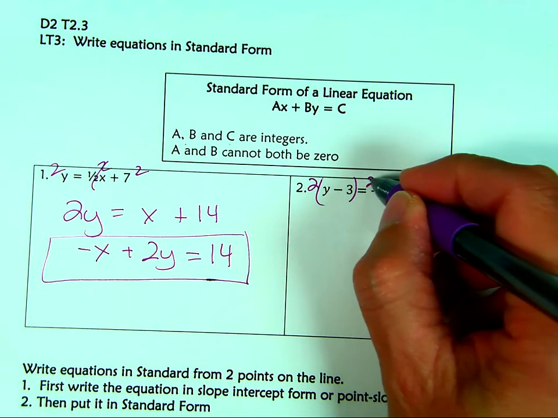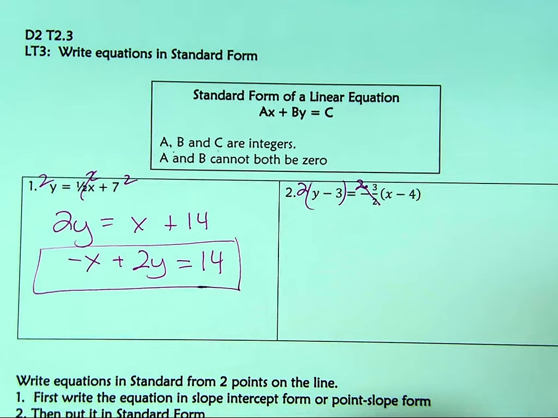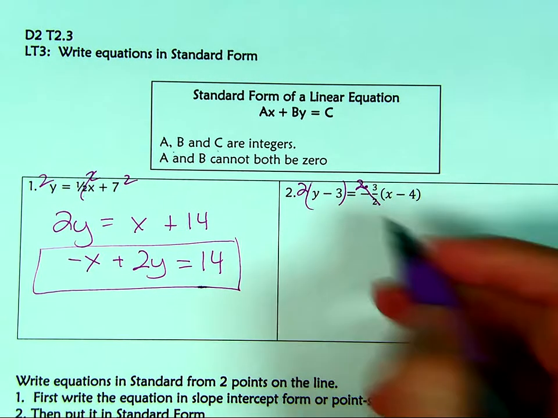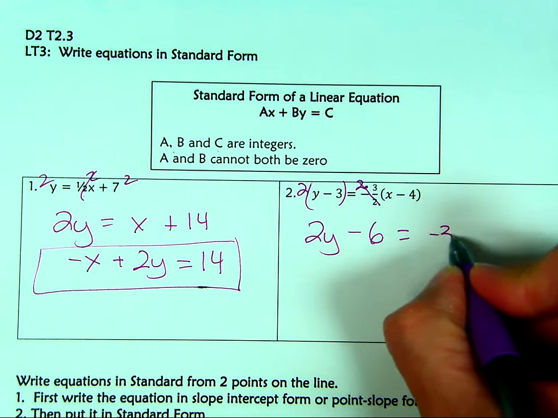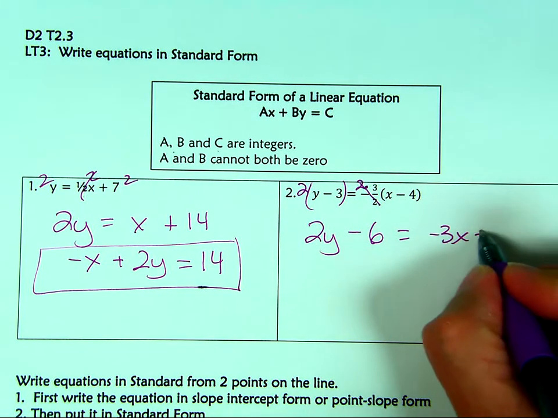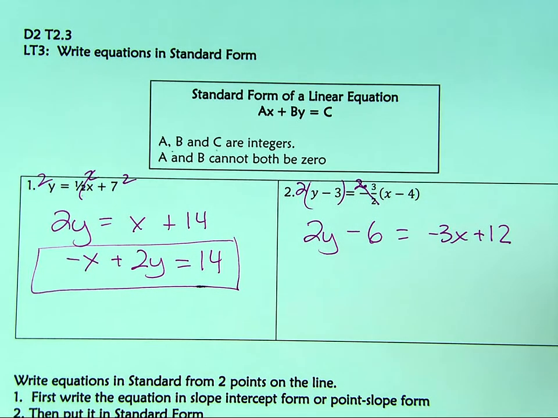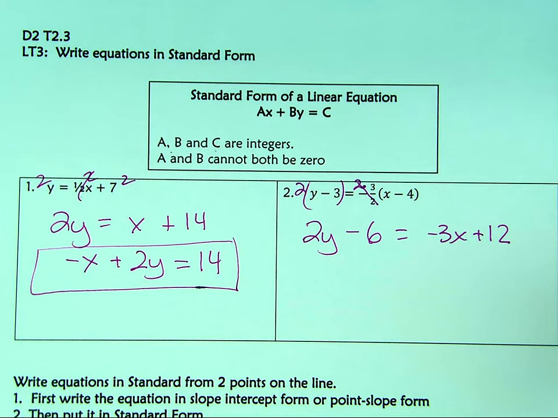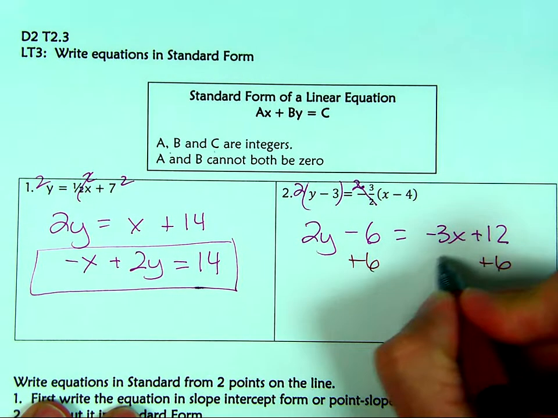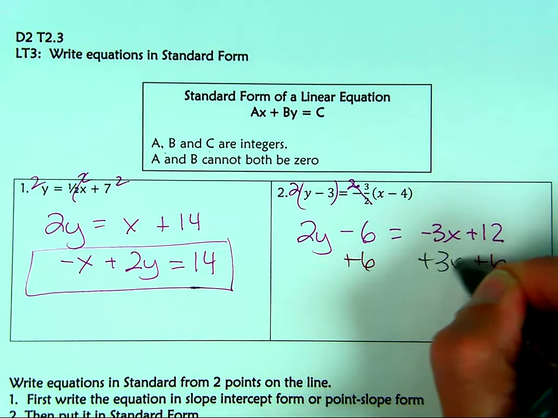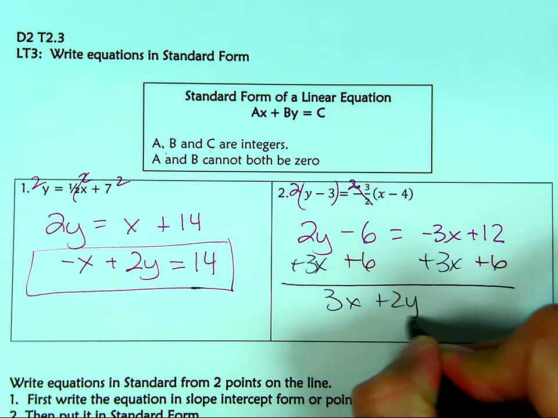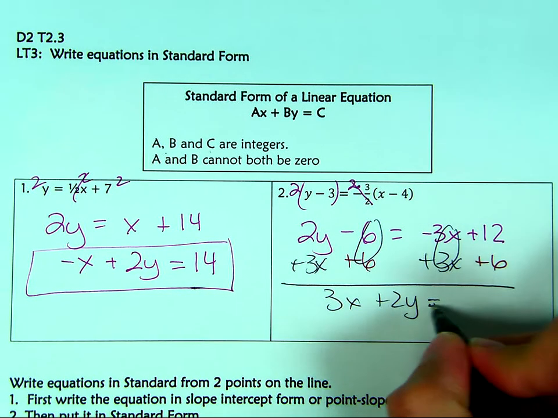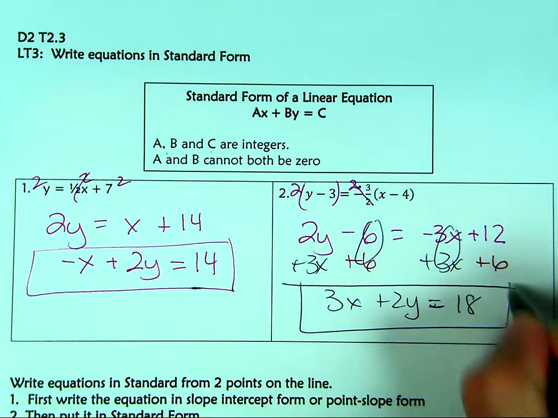And when I do that, the whole reason I did it, remember, is to get rid of the fraction. So I'm really going to be distributing a negative 3. So 2y minus 6 equals negative 3x. Negative 3 times negative 4 is positive 12. So I need to get x on the left side, and then I need to move the 6 over there. So I'm going to add 6 to both sides, and I'm going to add 3x to both sides, and I get 3x plus 2y. That cancels out to be 0, and it equals 18. And that's my standard form.